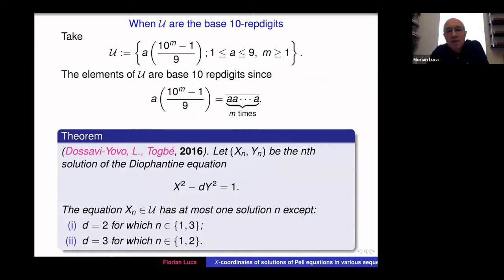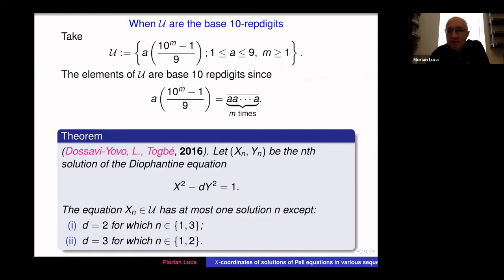So let's take the first example. Most of this talk is going to be examples. I will give some ideas of some proofs at some point, but not in much detail. Take U to be the base 10 repdigits. What is a repdigit? It's a number that if you write it in base 10, it only looks like a string of the same repeated digit.